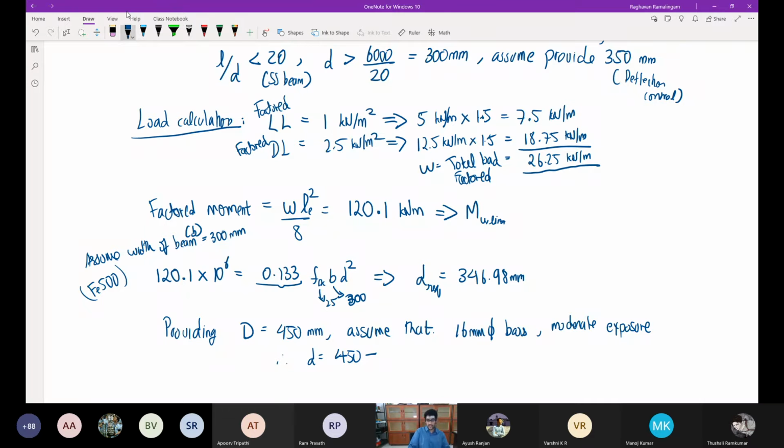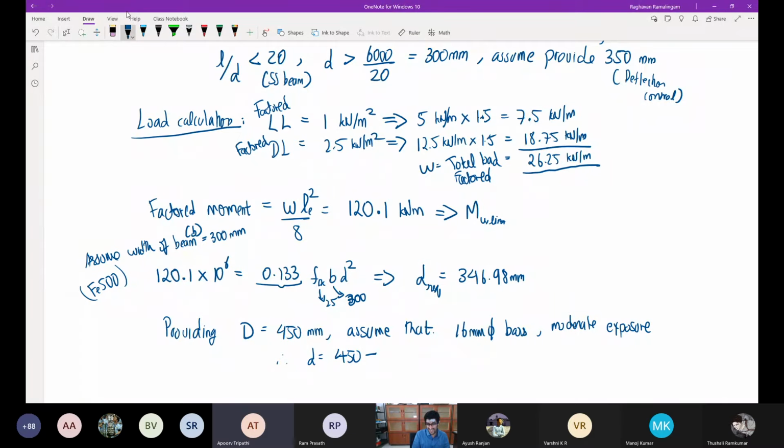So for moderate exposure, what do I subtract to get the effective depth? What is this number for the clear cover? This is why people should have their code book beside them, or if not beside them, at least in PDF form.